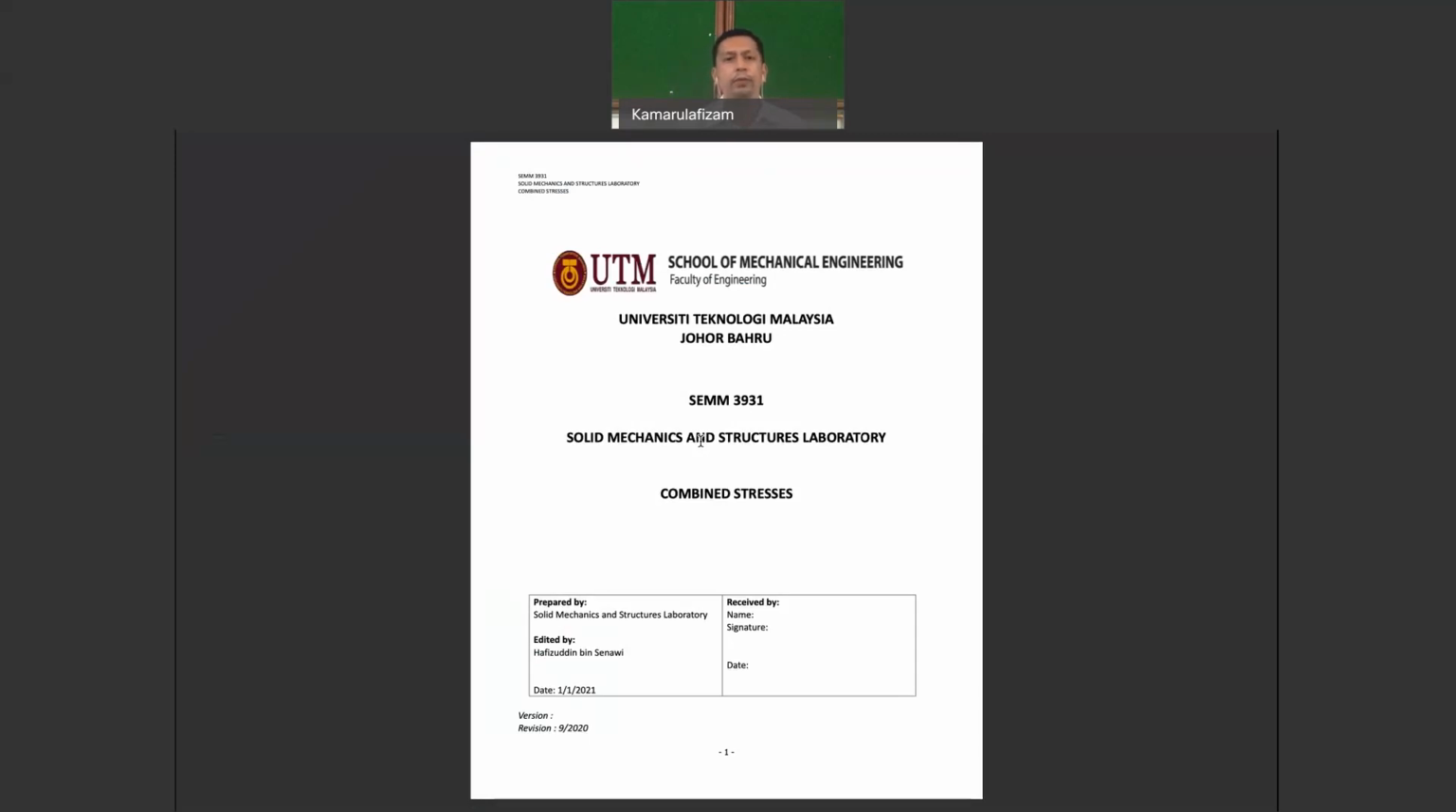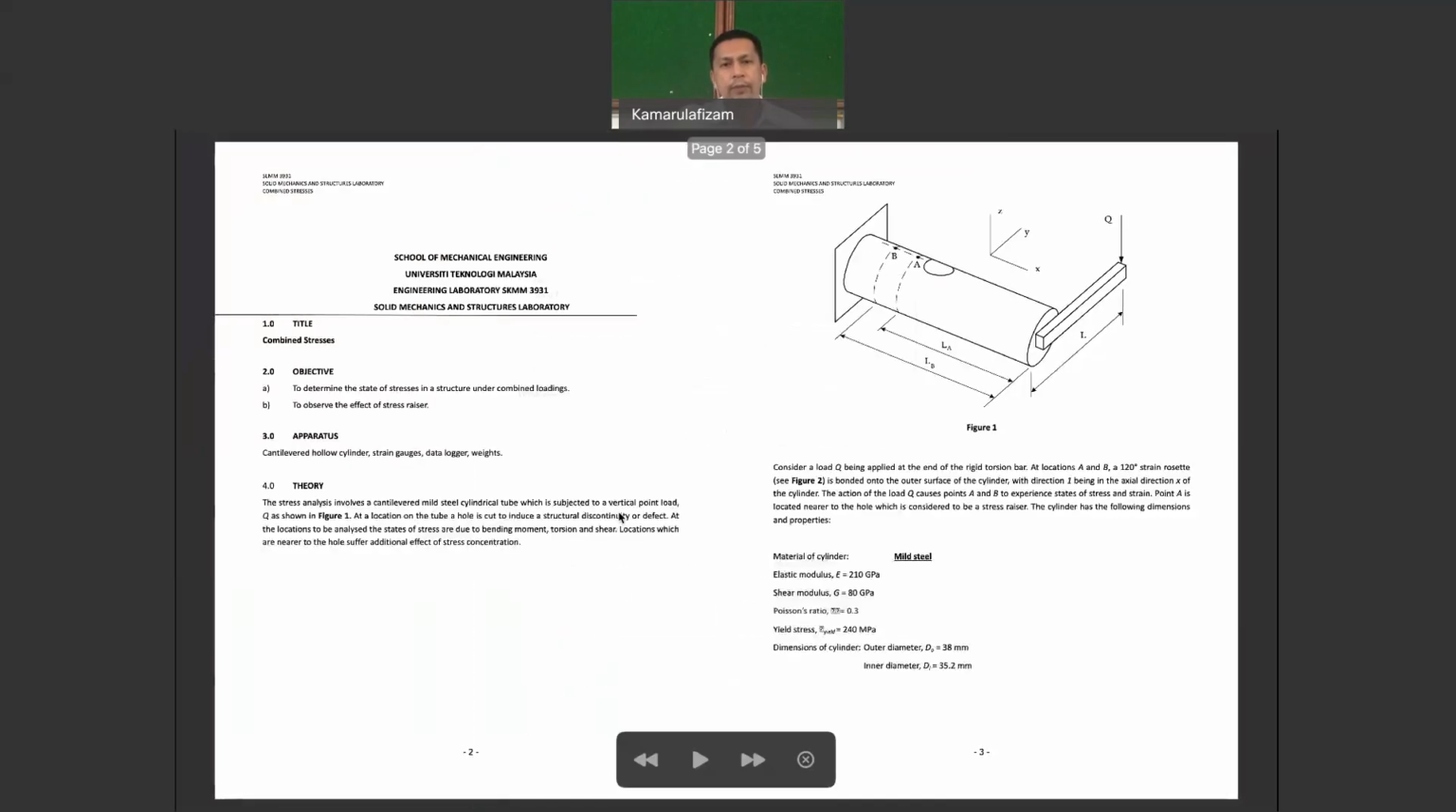For the first one, we have the combined stress experiment. You can read from the lab sheet. The main objective is to determine the state of stresses in the structure under combined loadings. The second is to observe the effect of a stress raiser. You can read the theoretical part by yourself, but the most important thing you need to see here is Figure 1.